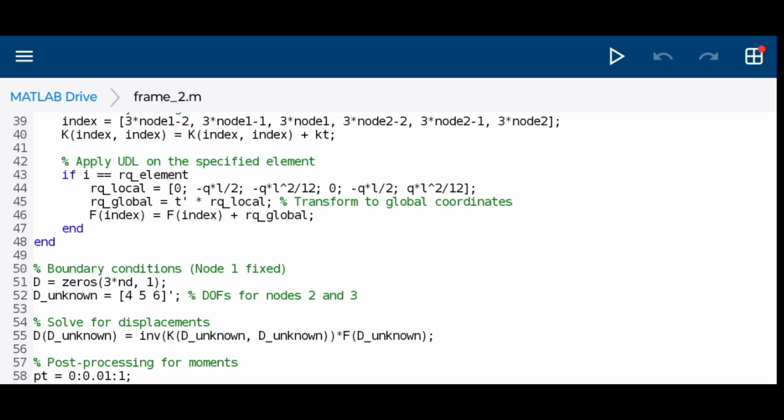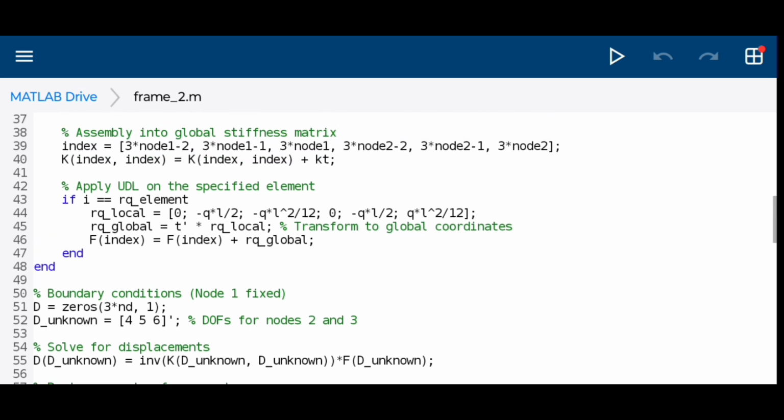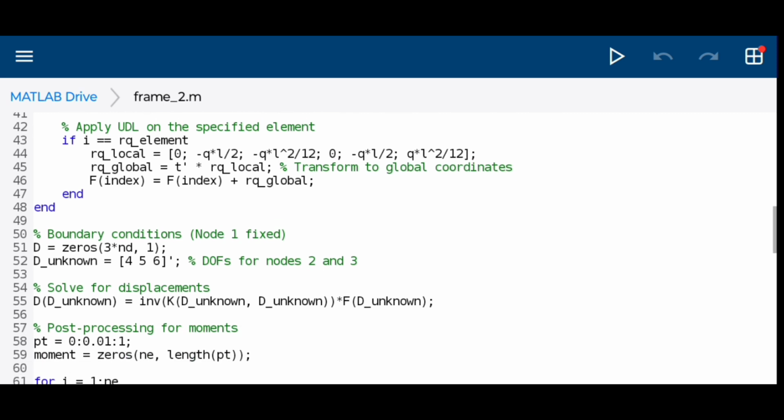So we will convert it into the global form, and after converting it into the global, we will add this into the force part. So the index is same as for the stiffness. Here this is working for only I equals RK element. So when I is equal to 2 and RK element is 2, it will work. For I equals 1, it won't work.